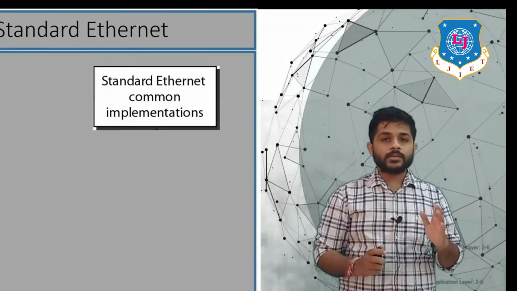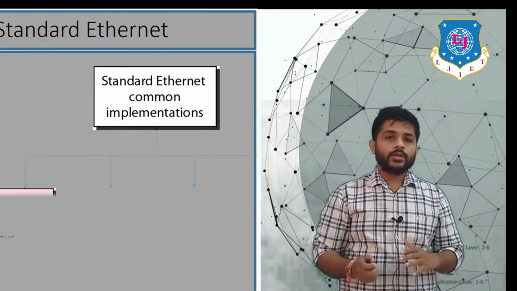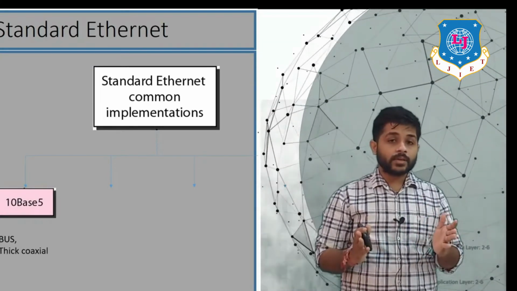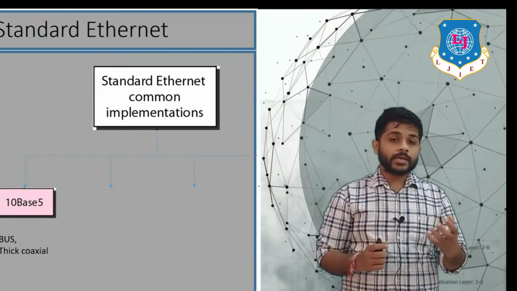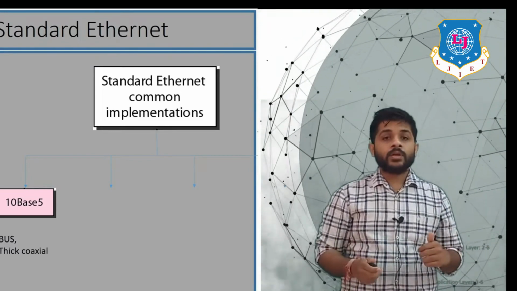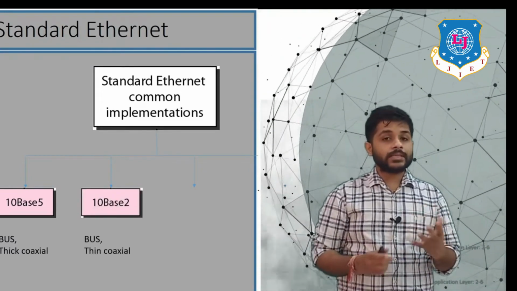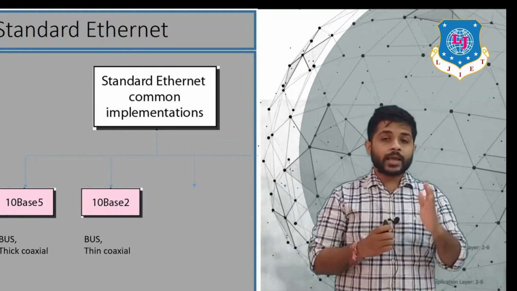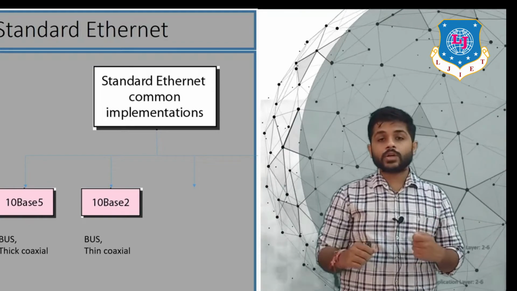Let's discuss the standard Ethernet. So these are the implementations. The first is 10BASE-5, which is implemented in the bus topology and uses thick coaxial cable. The second one is 10BASE-2, which is also used to create the bus topology, and it uses thin coaxial cable.